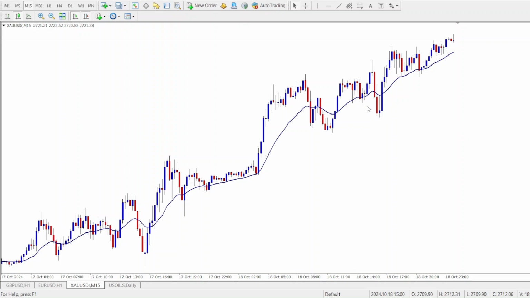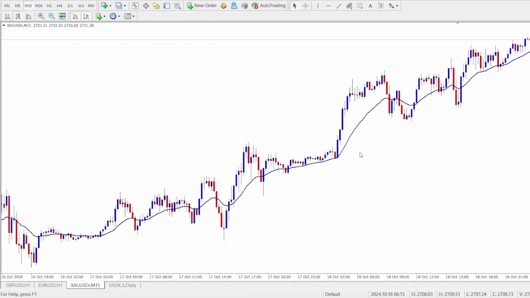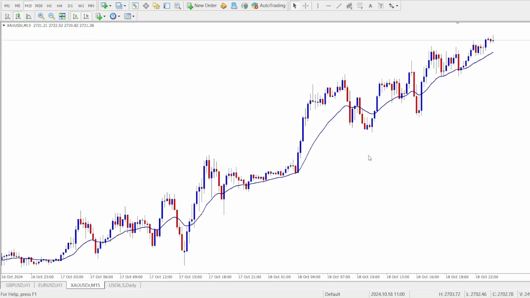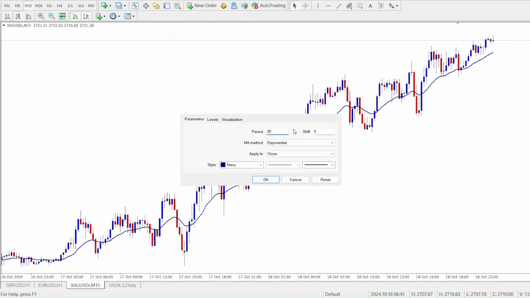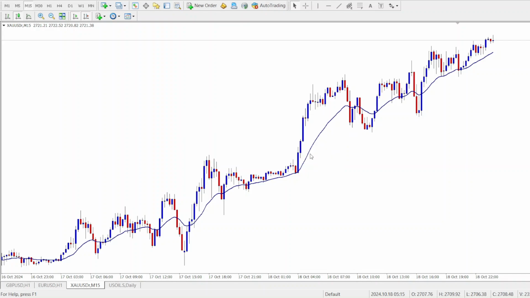Now the EMA, which is the exponential moving average, is an indicator that helps you identify the trend and potential reversal points. For scalping, some common periods used are between 9 to 25, about 9 to 21. You can use 20, you can use 10, you can use 9, and all of that. But for this video we're just going to be using the 20 EMA.